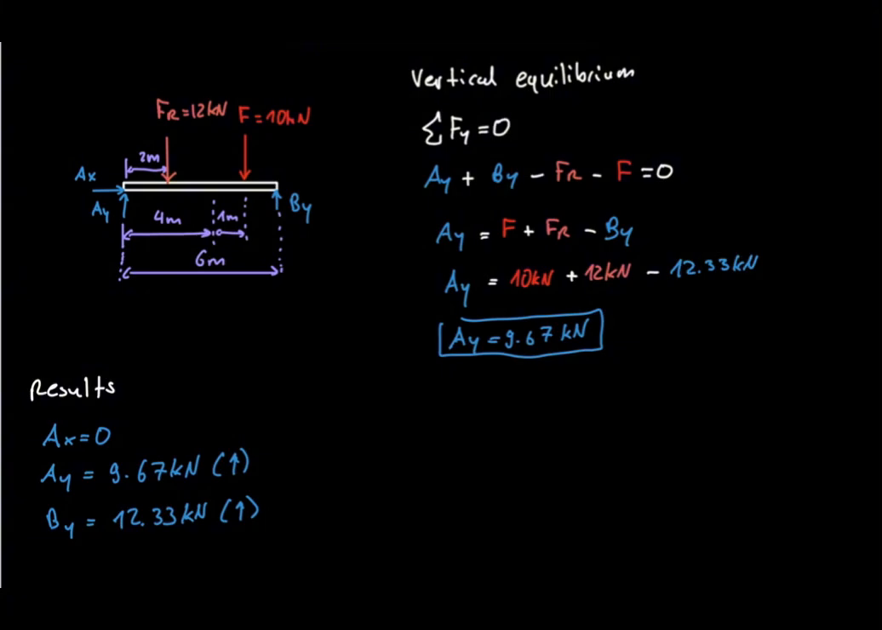Notice that the reaction at B is larger. This makes sense because the 10 kilonewton point load acts closer to support B.